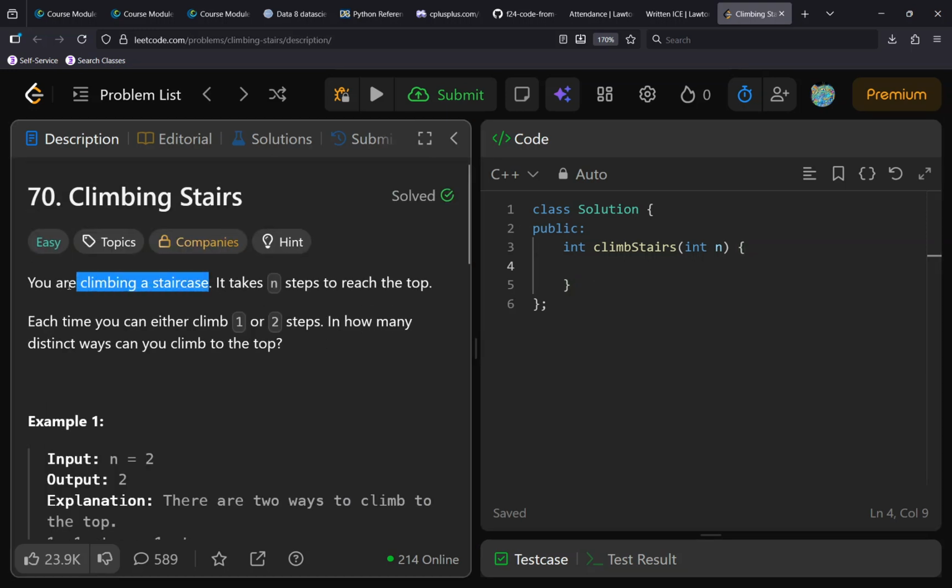So it's like you're climbing a staircase. It takes n steps to reach the top. And if you're in a hurry, you can go up 2 steps at once. Every time you've got a new step to go up, you can either climb 1 or 2 steps. You always have that option no matter what step you're at, unless it's the last one, then you can only go up 1 more. The question is, how many distinct ways can you climb to the top?